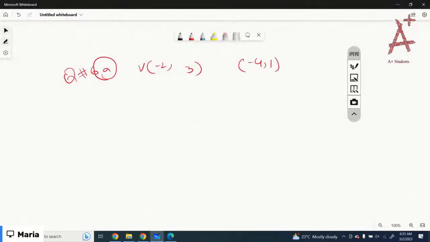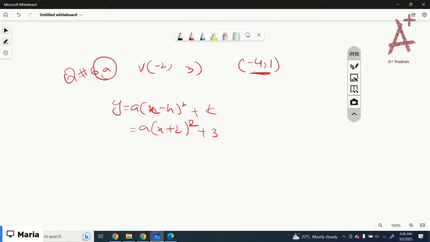Okay, you are given the vertex. So y equals a times (x minus h) whole squared plus k. So it would be y equals a times (x plus 2) whole squared plus 3. Got it?